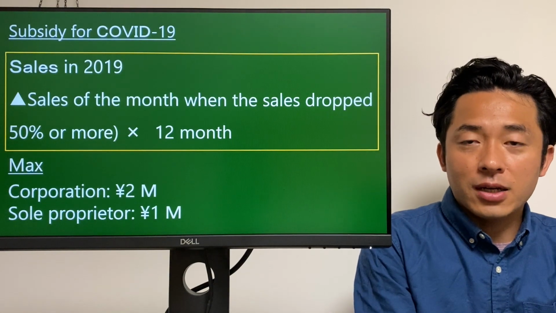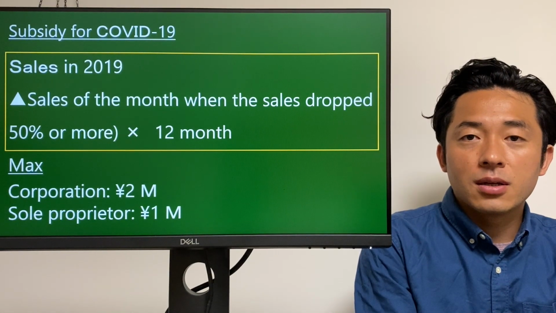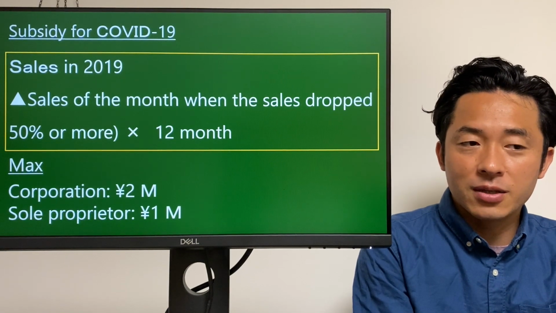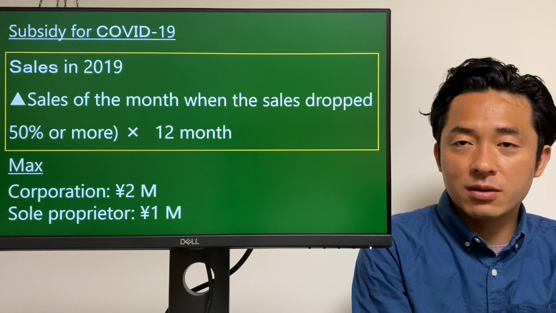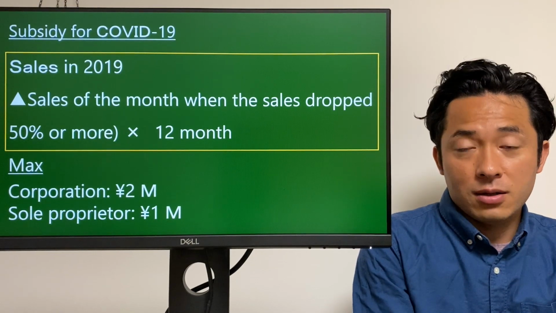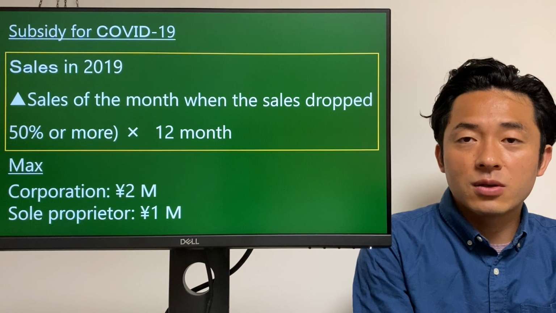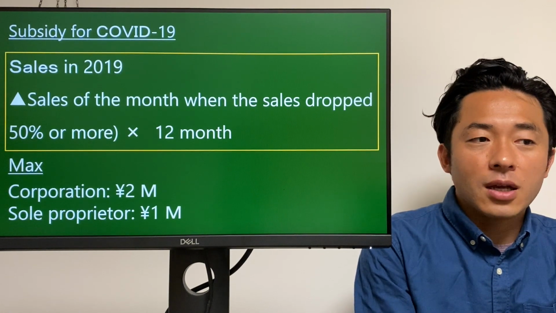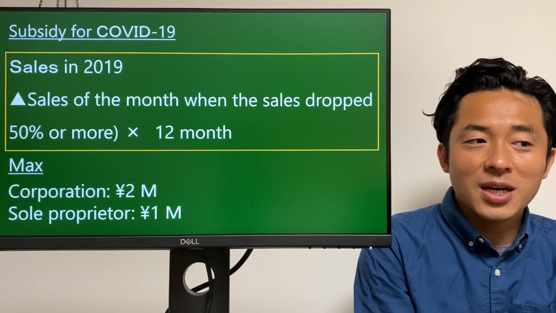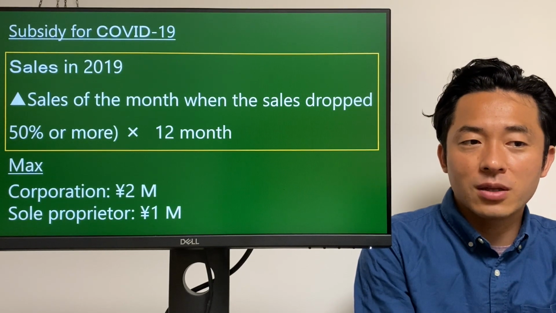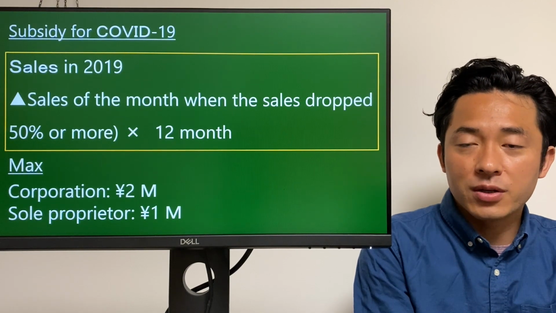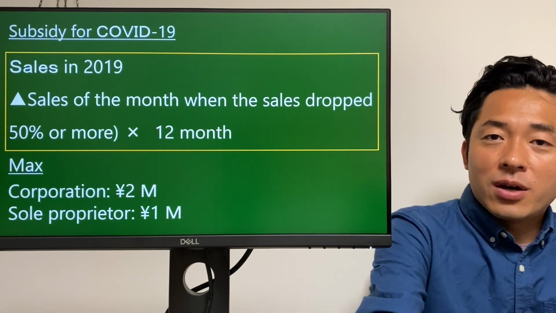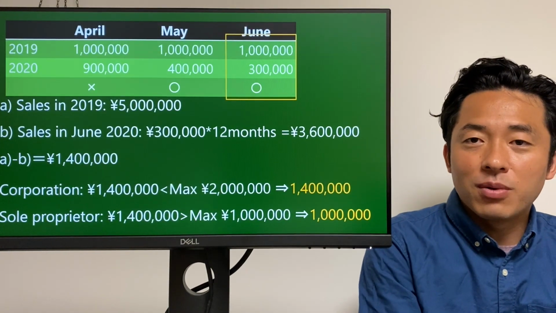So how much can you actually get from the subsidies? There's a maximum amount. The maximum amount for a corporation is 2 million Japanese yen, and the maximum amount for sole proprietors, like individual freelance people, is 1 million. So how can we calculate? We calculate sales in 2019 minus sales of the month when your sales dropped 50% or more, multiplied by 12 months. So let's look at the example. I think it's easier.